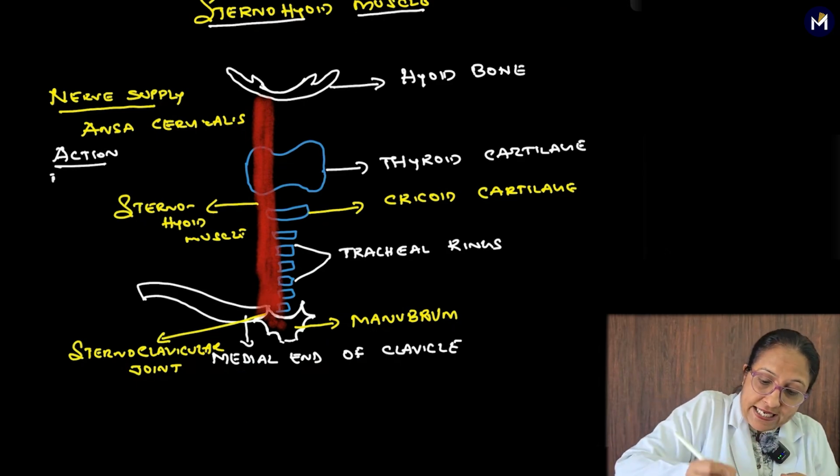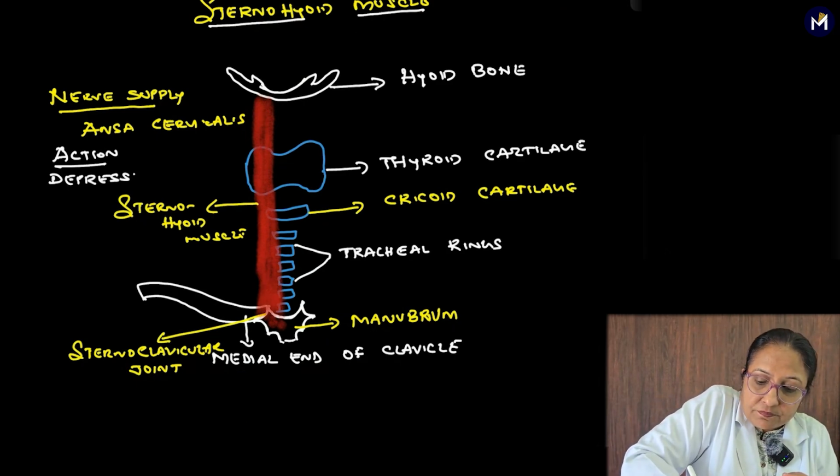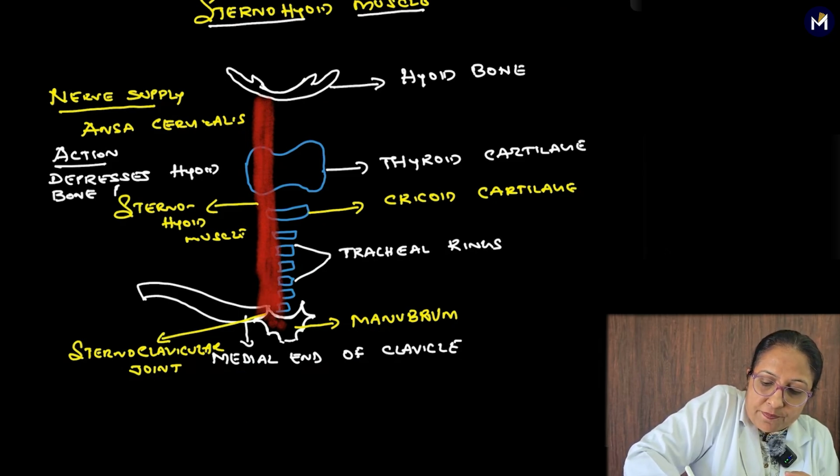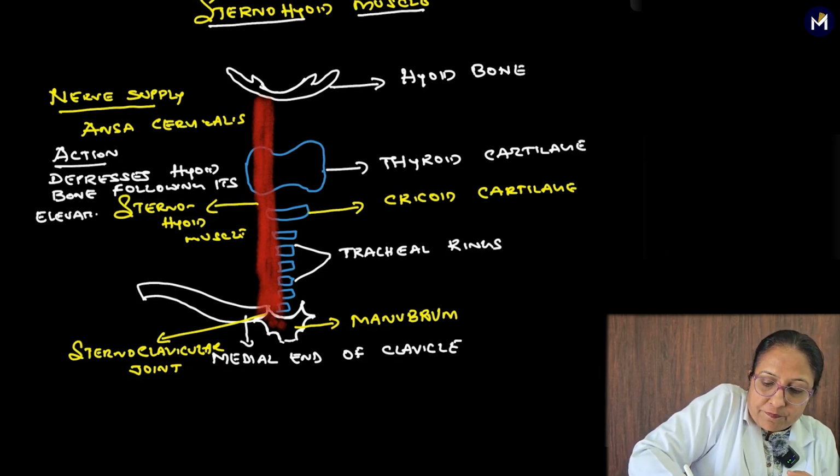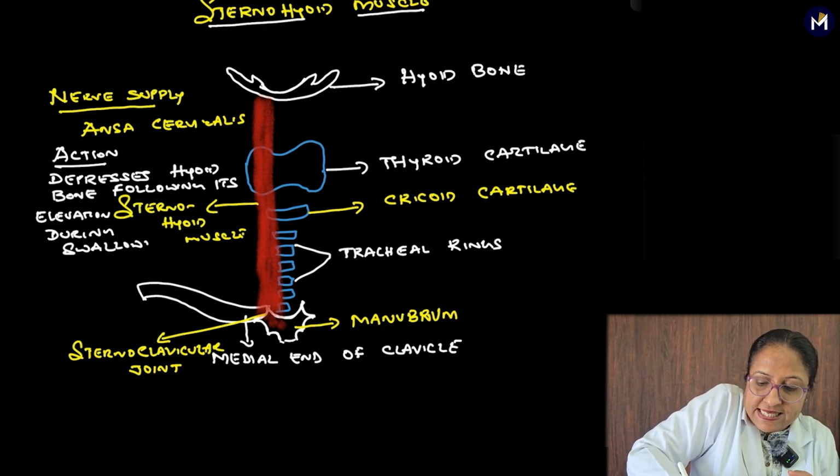So the action is: depresses the hyoid bone following its elevation during swallowing. This is the action. So now, what would happen if this sternohyoid muscle is paralyzed? We'll think about it, and we'll discuss it with clinical correlation after we are done with the anatomy of the infrahyoid muscles.